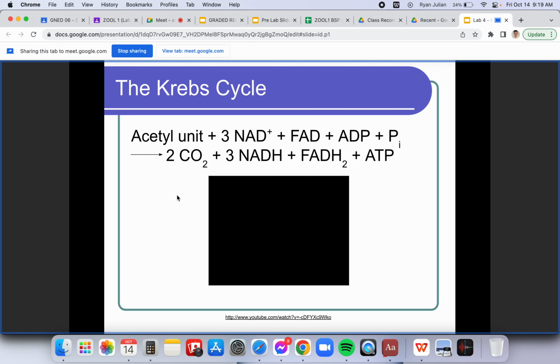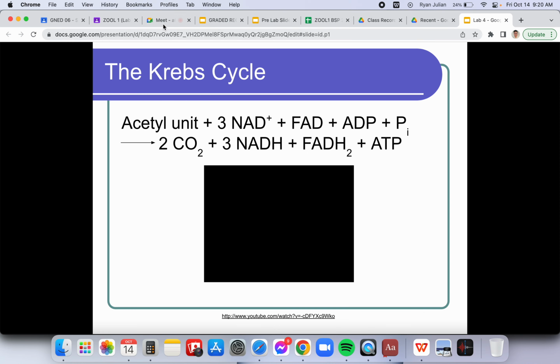And for the entire structure of the Krebs cycle, kindly refer to this structure. And if you would like, you can watch the video showing you how the Krebs cycle works.